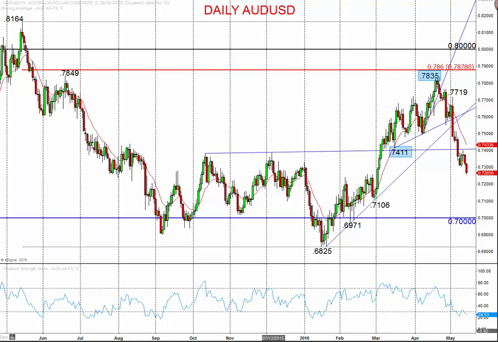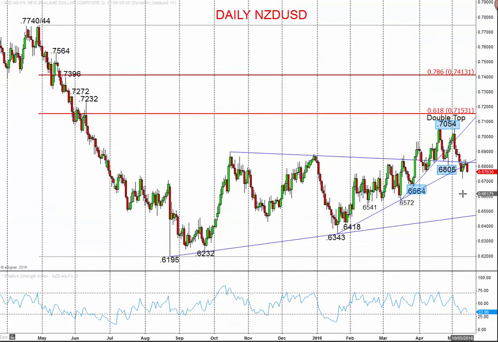If we zoom in onto the New Zealand dollar versus US dollar chart, a double top pattern was produced back here last week on the breakdown through 68.05. That signified a shift in the intermediate term outlook from bullish to a more neutral range environment. Not yet quite as bearish as the Aussie dollar, but nevertheless the market is pointing lower again.